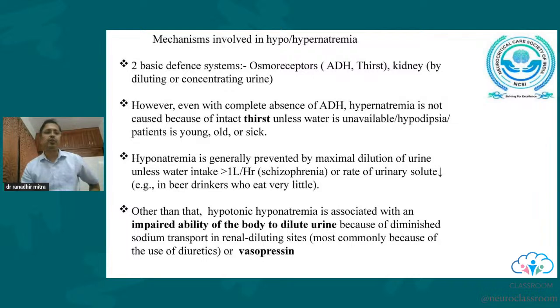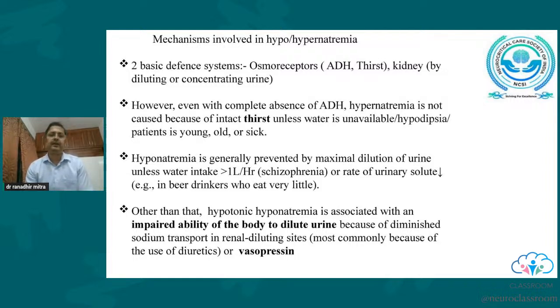Now, suppose there is any cause which will prevent these two basic defense mechanisms from acting, like any cranial pathology which prevents the action of osmoreceptors. So there is a lack of thirst. So even with increasing hyponatremia, the thirst mechanism does not act. So this in turn leads to a vicious cycle.